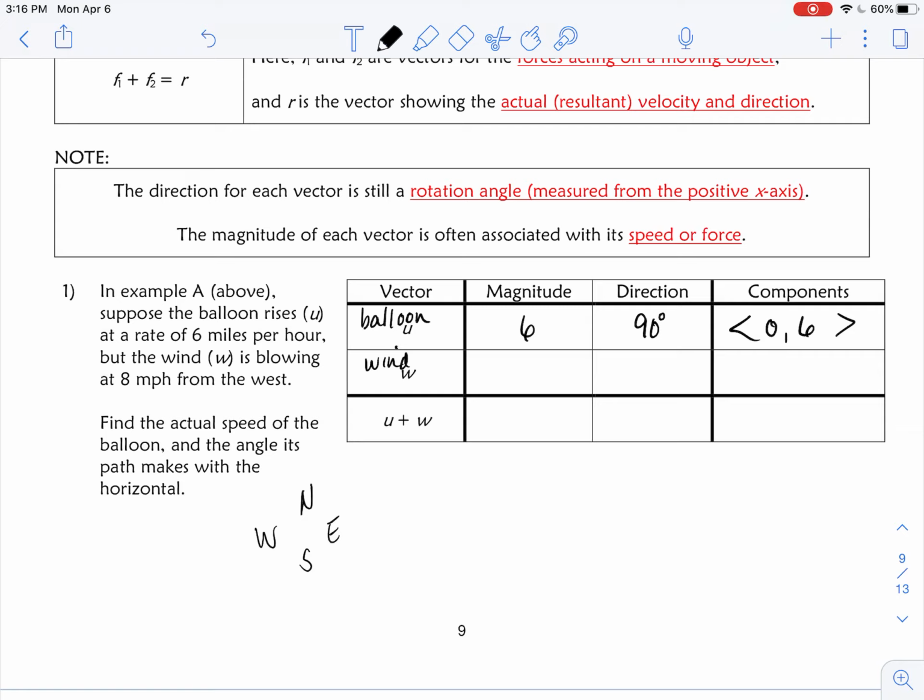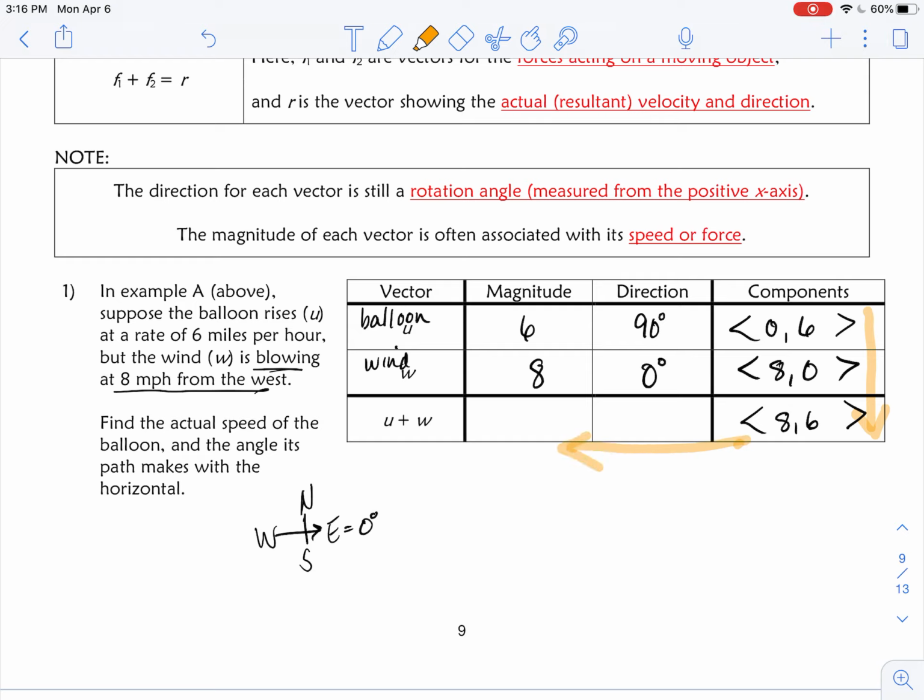I'm just going to mark north, south, west, east. If it is blowing from the west, that means it is blowing east. If we think about our rotation angle, that corresponds to 0 degrees. So the direction is 0, at 8 miles an hour. This is just going in a horizontal direction, so that's going to be 8, 0. Remember the components, we just add these down, so we get 8, 6.